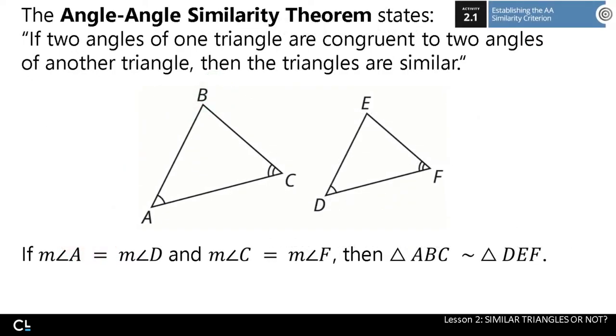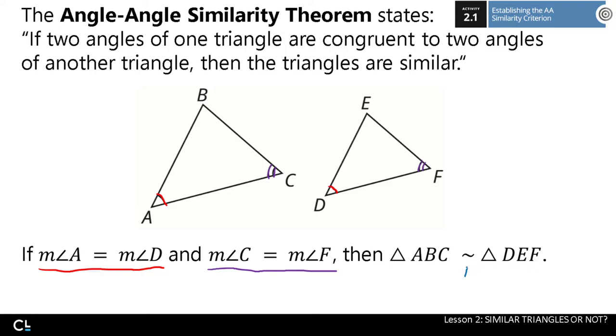So our first one is angle-angle similarity. And what it states is, if two angles of one triangle are congruent to two angles of another triangle, then the triangles are similar. So for instance, if we have A and D right here, if they're equal, and then we have C and F, and they're equal, then we can say that last step right there: triangle ABC is similar to triangle DEF.